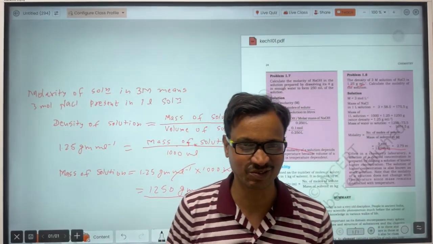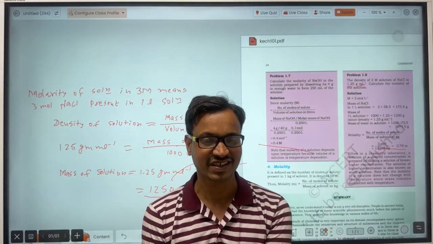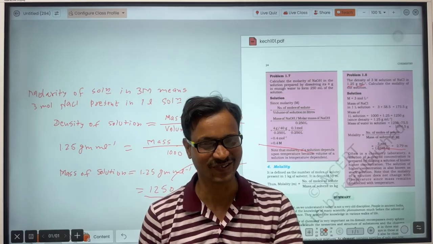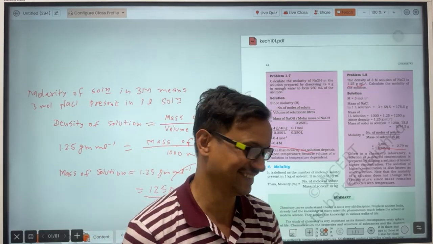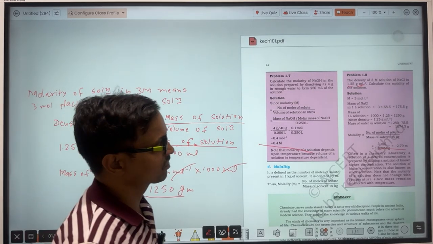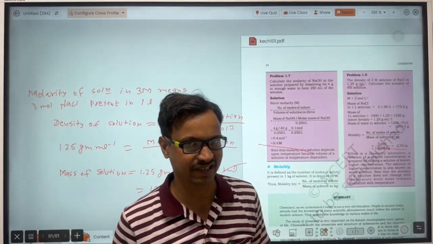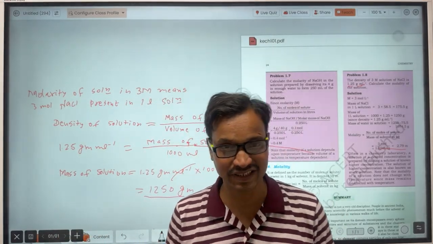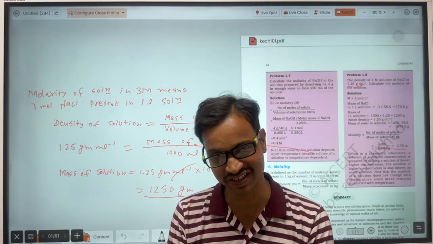And you will have to find out the mass of the solvent only. So how to calculate? Let's see. There is a 3 molar solution, which means the number of moles of NaCl present in the solution is 3. So what will be the weight of NaCl in the solution? Firstly, watch out there.